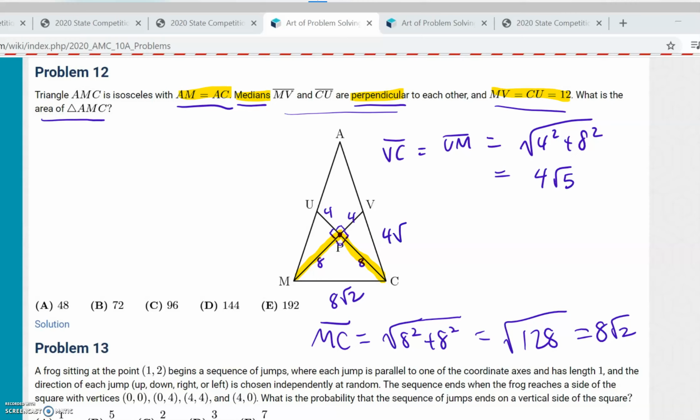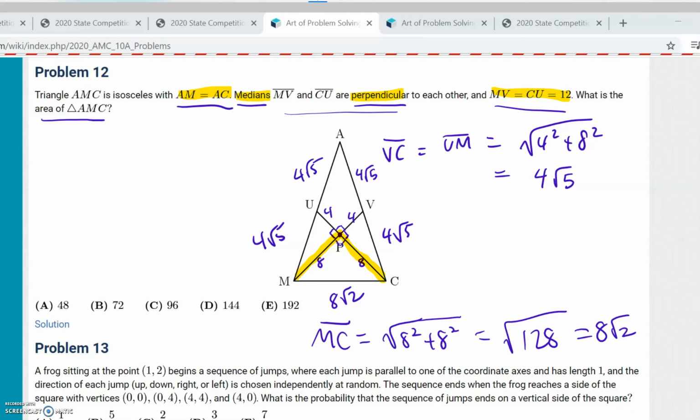Alright, so we know that this is 4 root 5, and we know that this is 4 root 5. Something interesting that we also know is that MV is a median, so that means that AV is equal to VC. So AV is also 4 root 5, and since CU is also a median, we know that AU is also equal to 4 root 5.